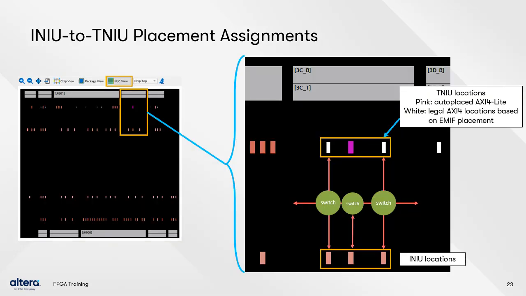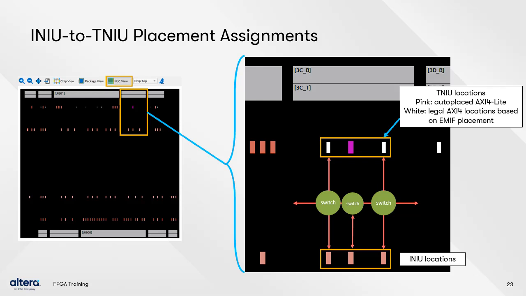Once the target IP is placed, switch to the Interface Planner NoC view. This view highlights the I/O periphery as well as the INIUs and TNIUs. Zooming into the NoC, you can see the representation of the INIU and TNIU locations, similar to the diagrams shown earlier. The NoC switches do not appear in the Interface Planner, but they've been added here to better illustrate the elements that make up the NoC and how they are connected.